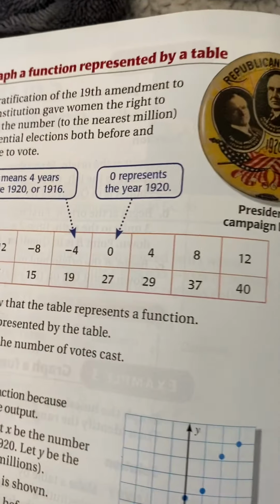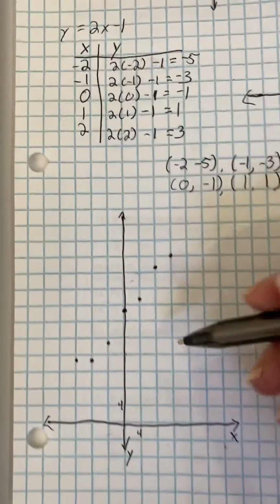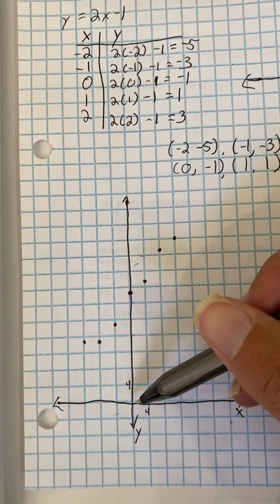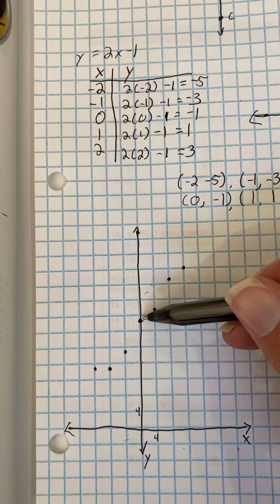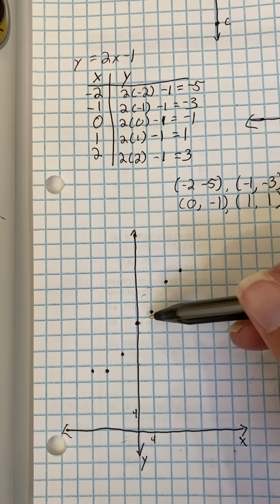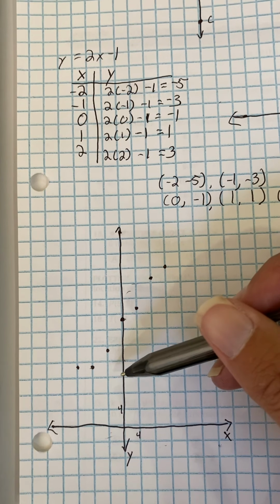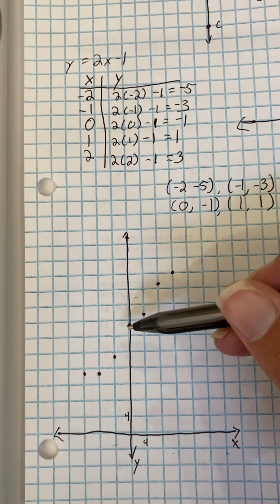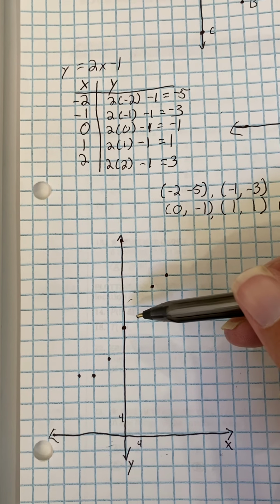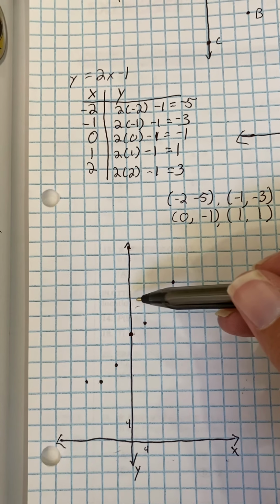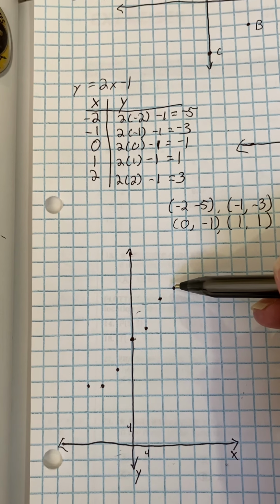So if I look at my points again, I might start with this one right in the middle, 0 and 27. So I look over here at 0 on my X, and then I go up to 27 right there. And then the next one, if I move to the right, I have 4 and 29. So I was just doing 4, 8, 12, 16, 20, 24, 27, 28, 29 right there. And then after that, I've got 37 and 40. So this is 32, 36, 37, and that one is 40 right there. So it's going to be right on the line.